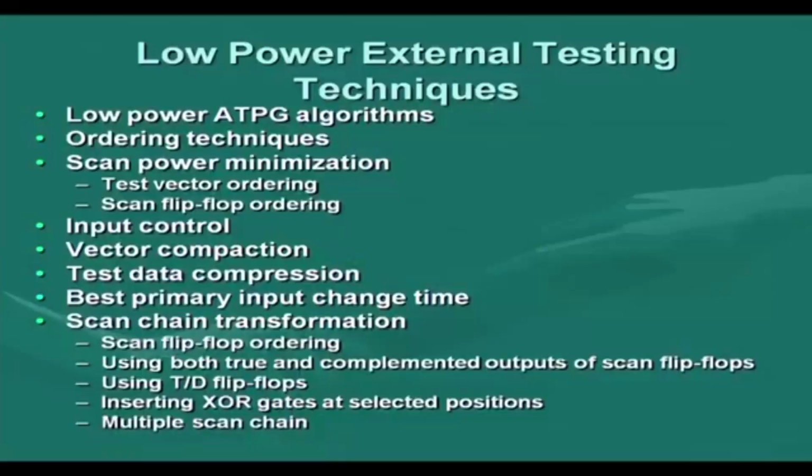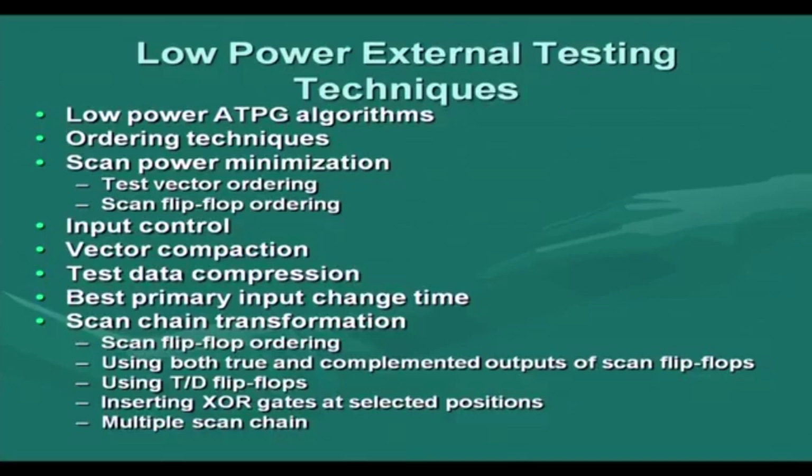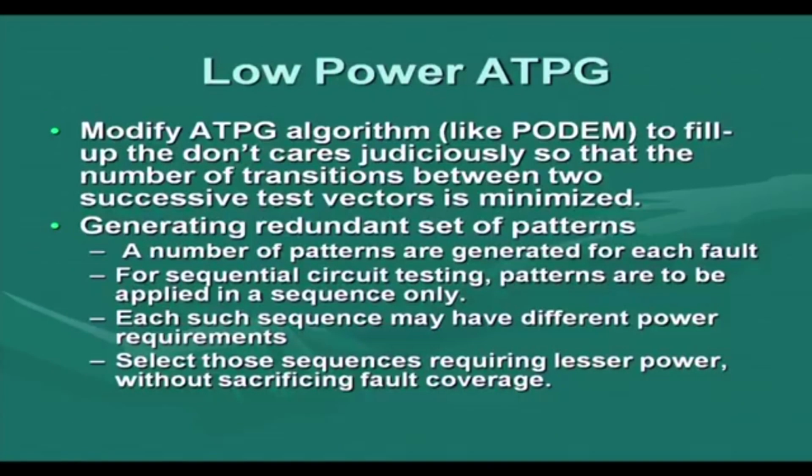Then there are a lot of scan chain transformation techniques like scan flip flop ordering, then modifying the flip flop types from T to D, or using both Q and Q bar outputs of the scan flip flops. Then we can put some XOR gates into the scan chain at some selected positions, and also we can go for multiple scan chains. So, we will look into some of these strategies.